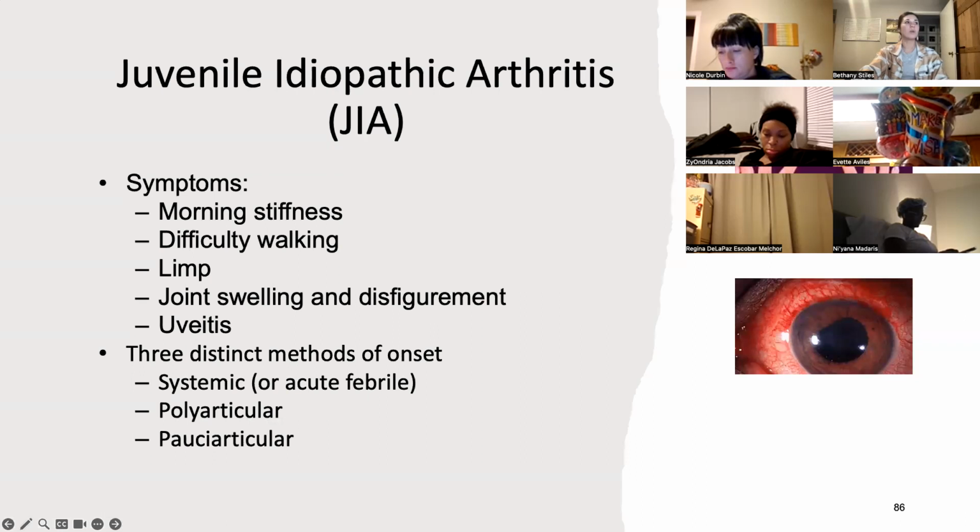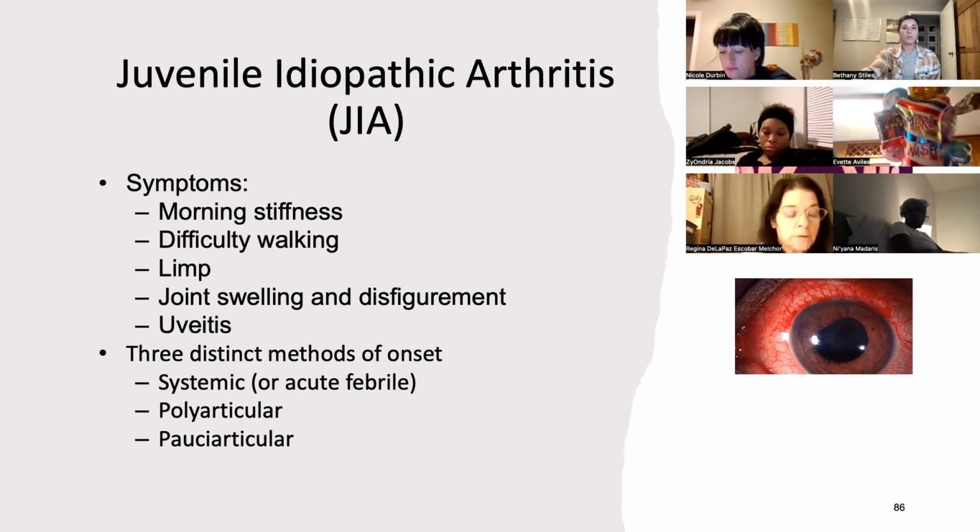So things we see are morning stiffness, difficulty walking, limping, joint swelling, and uveitis. So that reddening of the eyeball there. We have 3 distinct methods of onset that we'll talk about a little bit more. We have systemic, polyarticular, which is where we have lots of joints involved, or pauciarticular, where we have fewer joints involved.